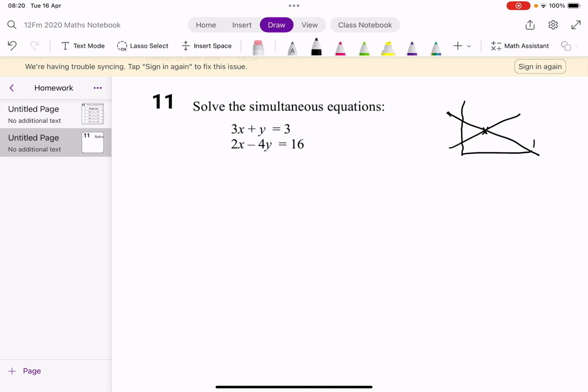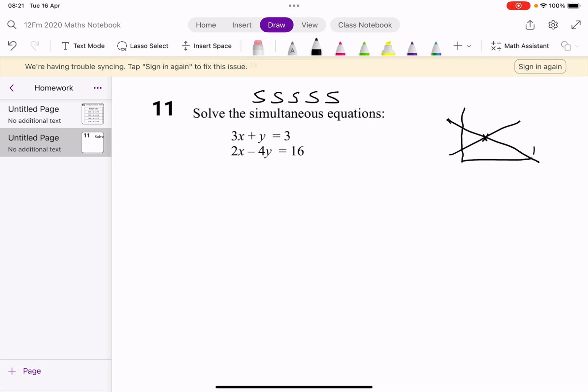Now, we tend to use a system called the 5 S's for this. So I just write the 5 S's down. And the first S means same. You need to have two of these variables or unknowns the same. I tend to work with x. So I'm looking at the x's.